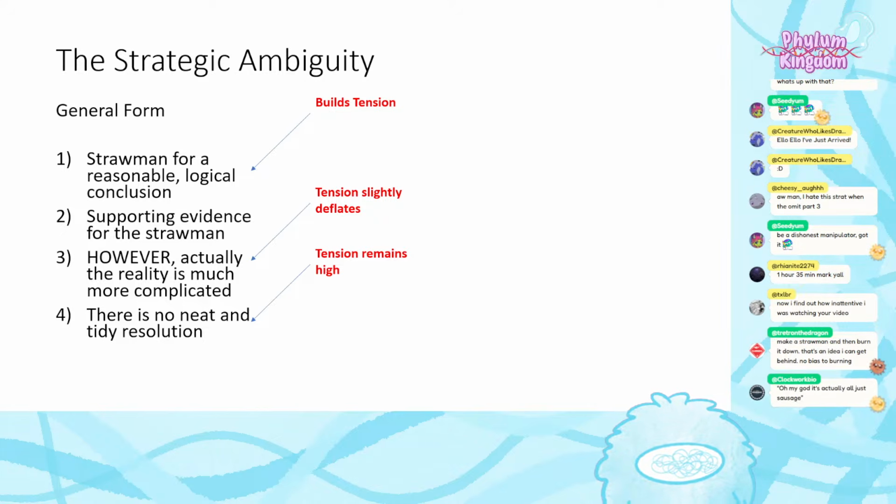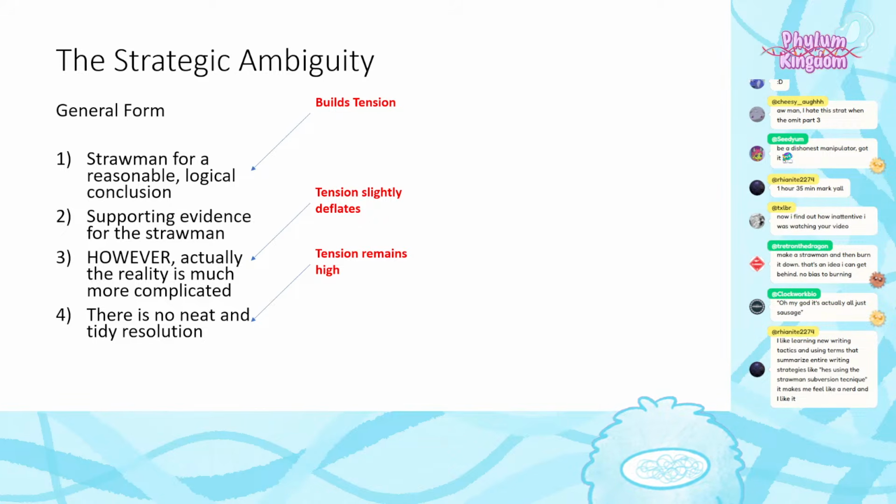So we start off the same way with the straw man for a reasonable logical conclusion, right? It builds that tension. I'm putting the idea in your head, right? This is a reasonable idea. I'm hoping you accept it because it is so reasonable. I build up the straw man. I support it. And then I go, however, the reality is much more complicated. And then there's no neat and tidy resolution. And that is not good to do all the time. It's good to do strategically when you want your audience to feel a certain way.